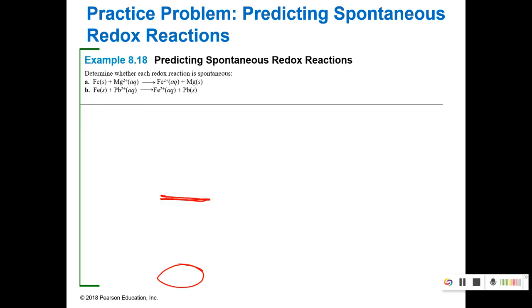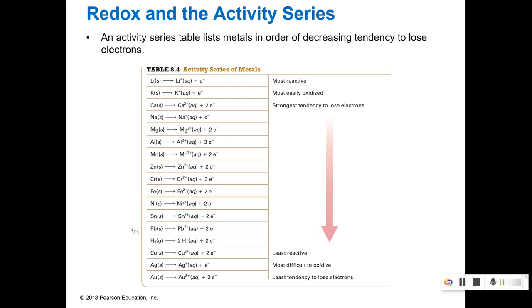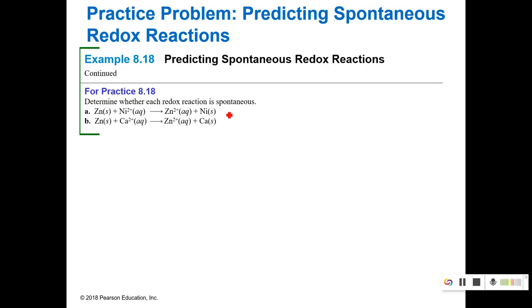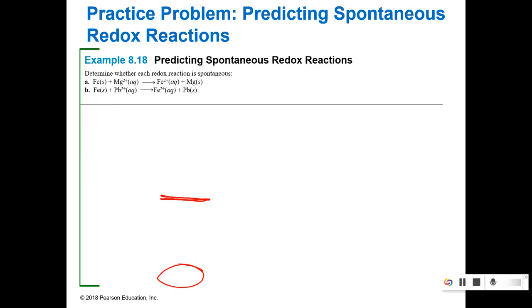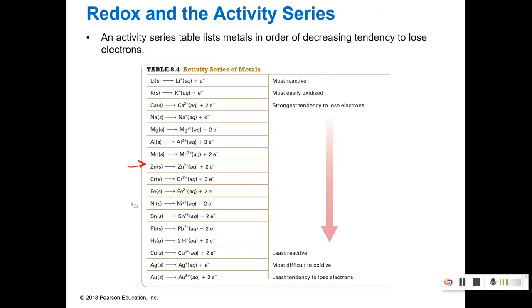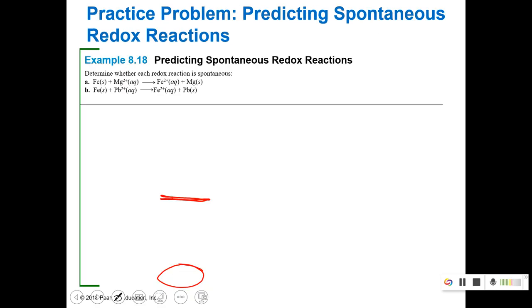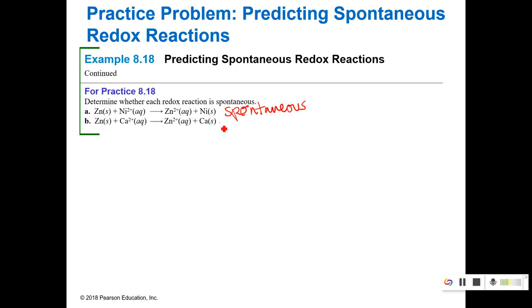Okay, is zinc higher than nickel? Zinc and nickel. Yes, so that one is spontaneous. Is zinc higher than calcium? No, calcium is higher. So that last one is going to be not spontaneous.